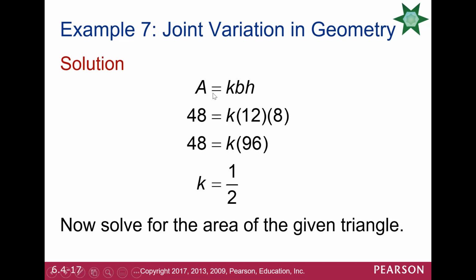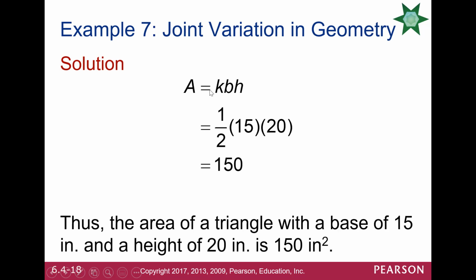So again, you have A equals KBH. You plug in the numbers you're given, and now we have a proportionality constant of 1/2 for K. And then you can plug it in to find the area that you would have if your base were 15 and the height were 20.